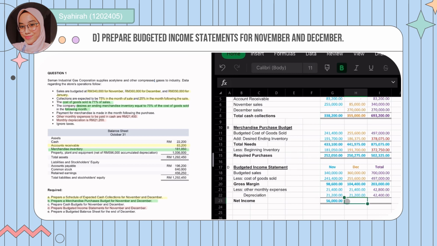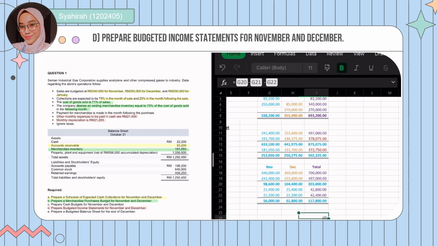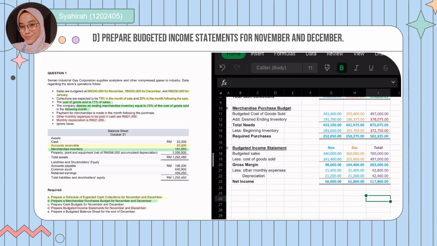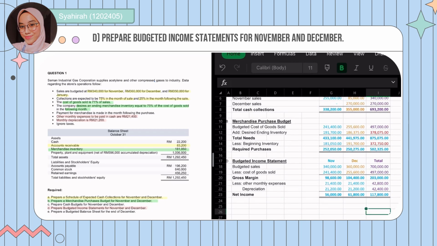And then the same goes for December. Just do it like this until total, and then you will get 117,800. So the net income for November and December, the total amount is 117,800, and for each month, net income for November is 56,000, for December is 61,800.